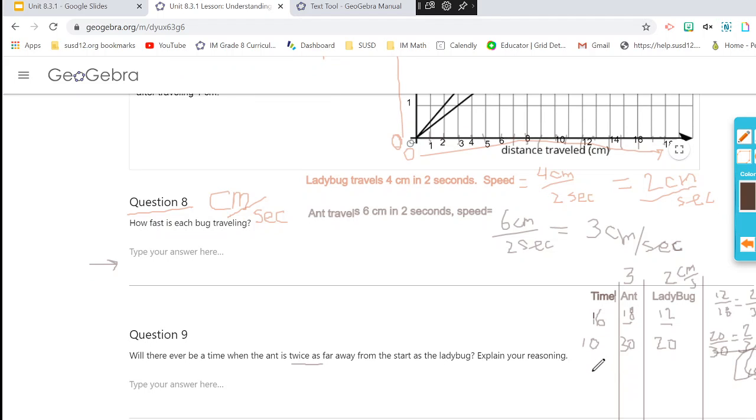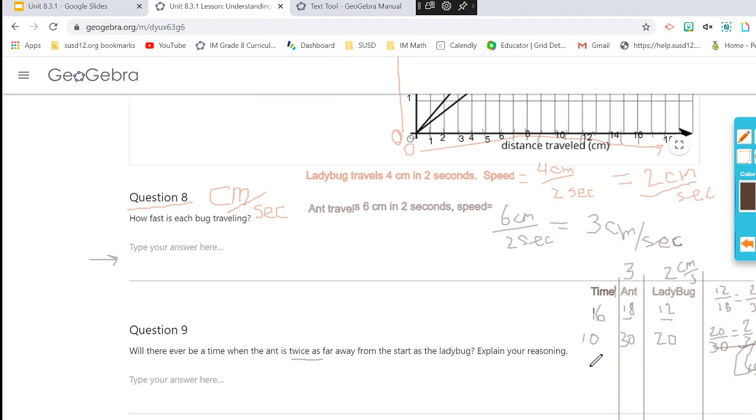Okay, let's do another number here. Let's say they keep going, because eventually ant's going to go much further than ladybug, right? Okay, let's say they've been going for 100 seconds. And now ant has traveled 300 centimeters. Ladybug has traveled 200 centimeters. How about now? Now is ant twice as far away as ladybug? No. Ant is not twice as far as ladybug.